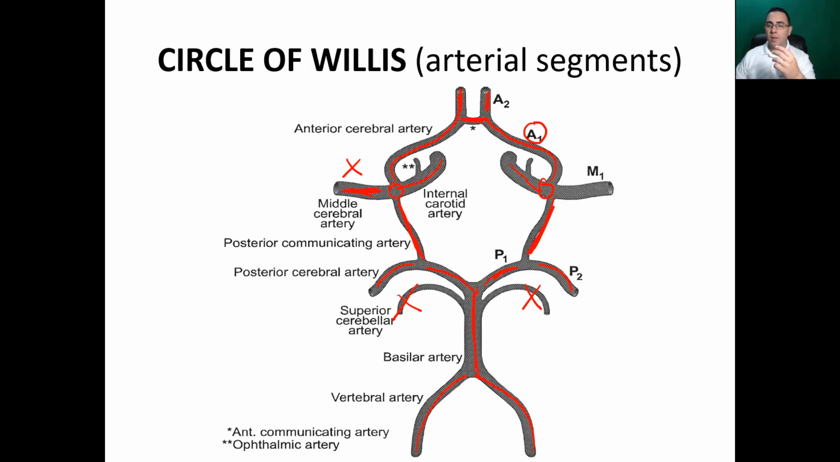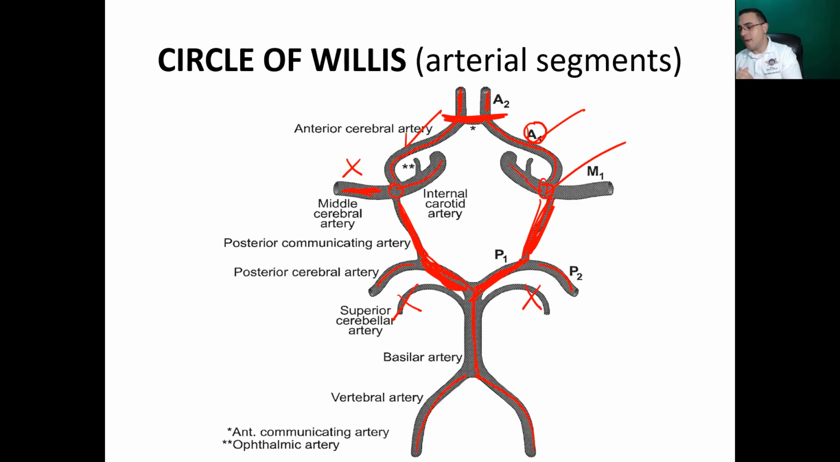And one more time, arteries forming the circle of Willis. Number 1, terminal ICA, right here. Number 2, we're going to have segments A1 of both anterior cerebral arteries, right here, right here. Then we have the posterior communicating, this one right here, anterior communicating, this one right here, and segments P1 from both posterior cerebrals. So this and this, and that's the circle, all right?